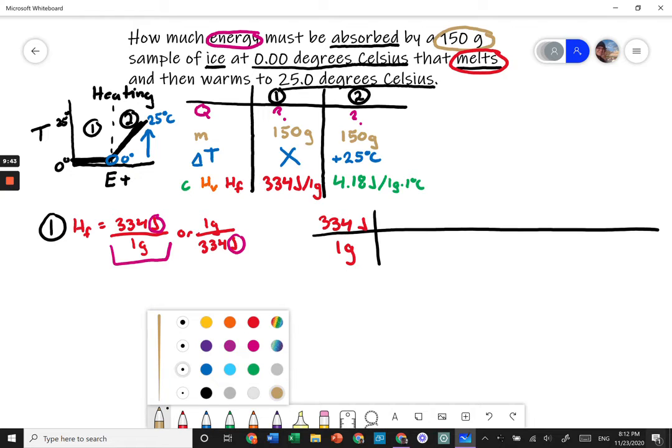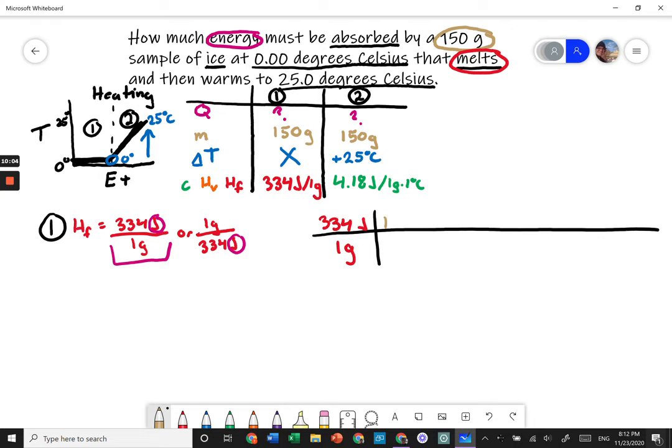Now, for this problem, we have 334 joules of energy required to freeze or melt 1 gram. But we have 150 grams. So that means our number should be getting bigger because we have 150 times the mass that is required to change. That requires 334 joules. So I'm going to put my mass up on top, with the added benefit that if I have grams on the bottom and grams on the top, they cancel out.